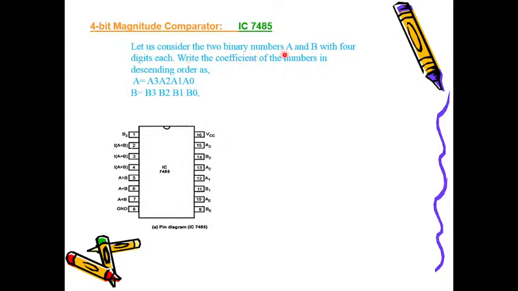Let us consider two binary numbers A and B with 4 digits or 4 bits. Write the coefficients. What are you assigning? You take the variables A0, A1, A2, A3, B0, B1, B2, B3. Some people will take it as X and Y. That is also right. So you have to make it legible and clear to the evaluators what variables you are making use of.